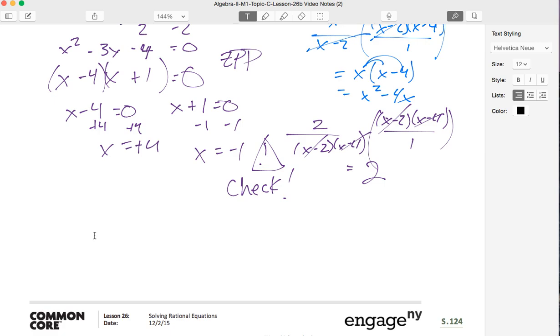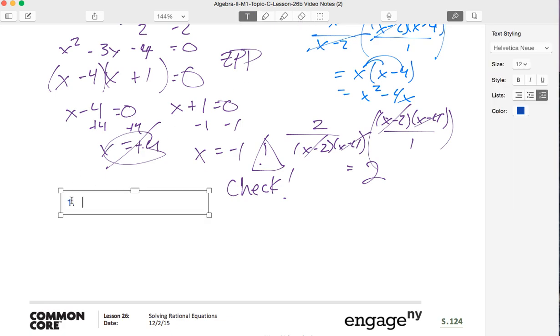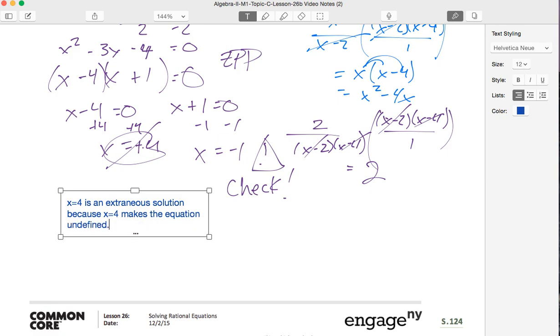How are you going to communicate this? Well, first of all, you can write something like this. You could cross this out. Don't go crazy. Don't erase it. Just show us that you are not including this solution. And then, if you had to explain and justify why, you would say x equals 4 is an extraneous solution because x equals 4 makes the equation undefined. The only solution to this equation is x equals -1.